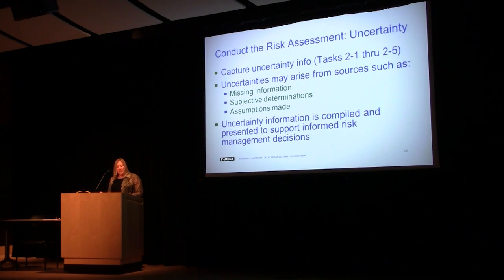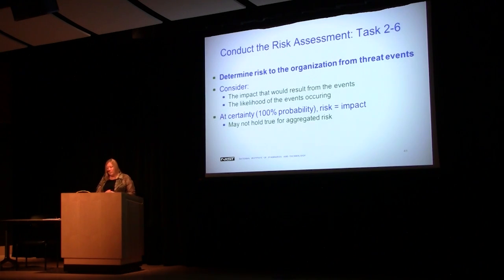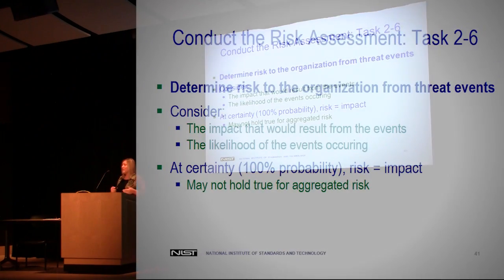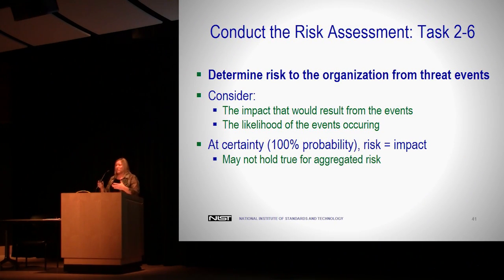So with that being said, we can move on to task 2.6, which is finally, after we've done the first 5 tasks and noted down what our uncertainty is, now we do that determination of risk. What is the impact, what is the likelihood, and we make a determination based on that. And note there at the bottom that if the likelihood is 100%, then risk equals impact.